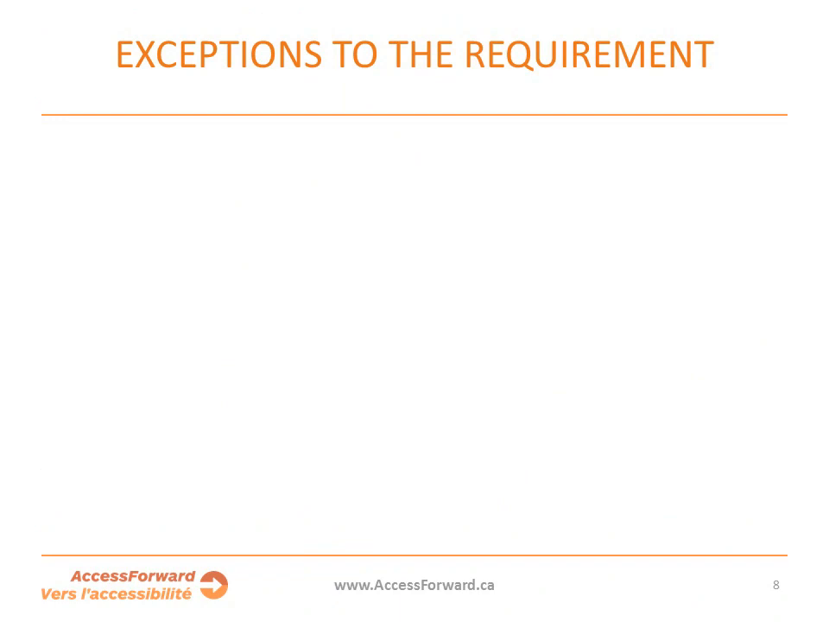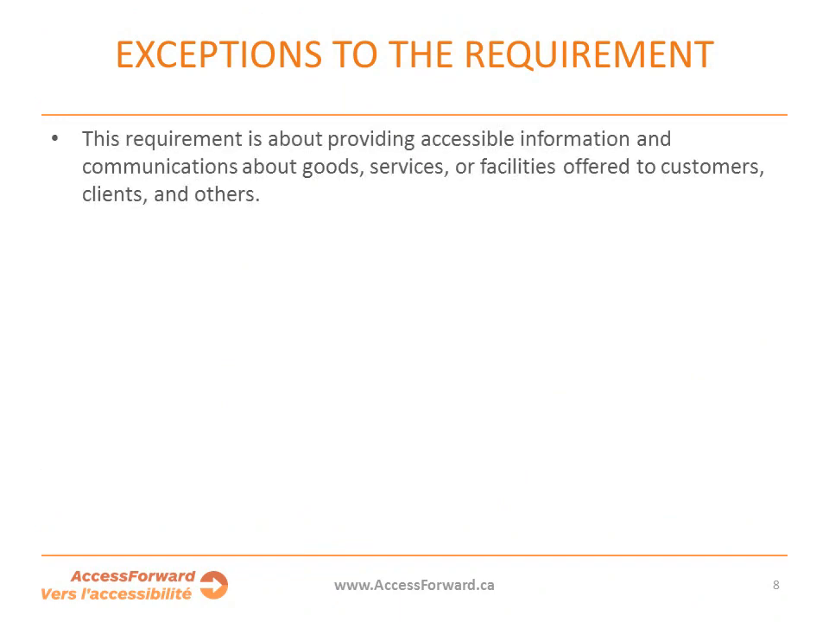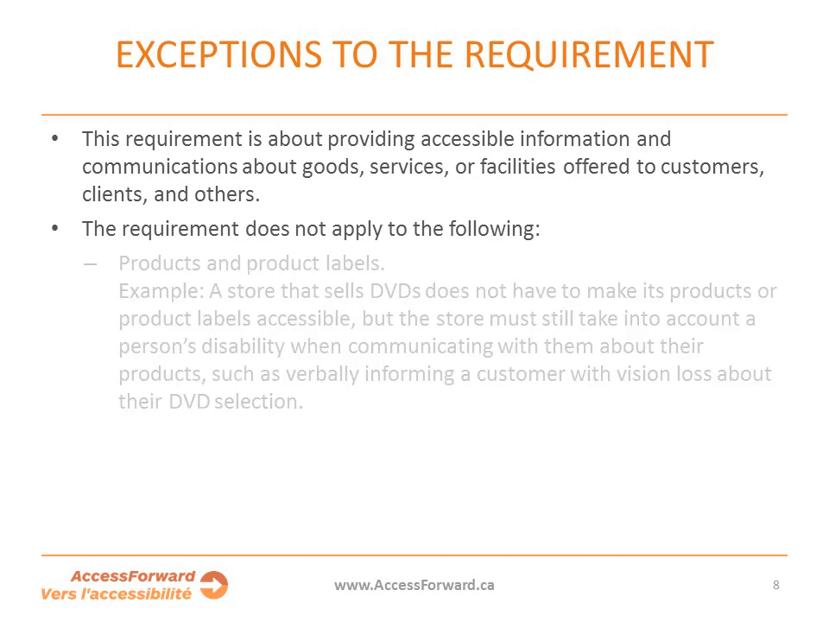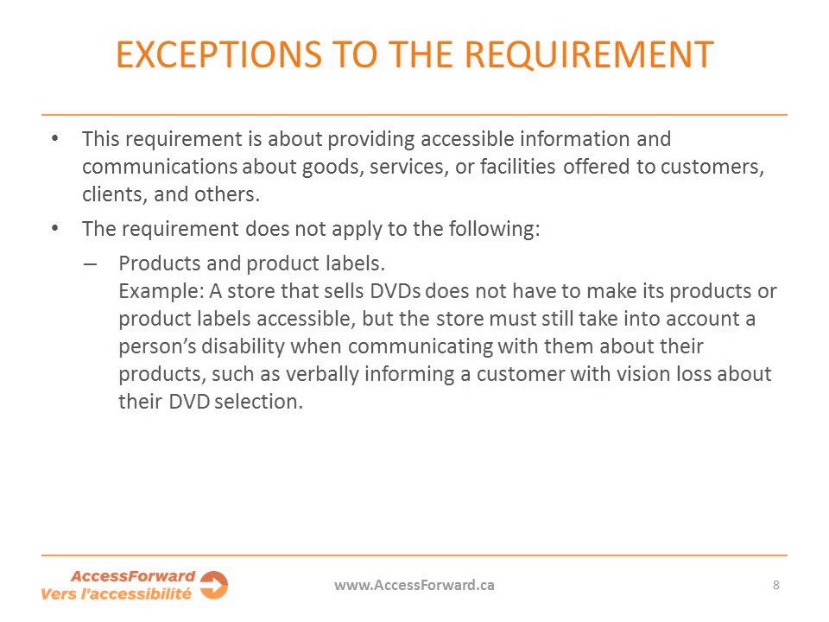Exceptions to the requirement. This requirement is about providing accessible information and communications about goods, services, or facilities offered to customers, clients, and others. The requirement does not apply to the following: products and product labels. Example: a store that sells DVDs does not have to make its products or product labels accessible, but the store must still take into account a person's disability when communicating with them about their products, such as verbally informing a customer with vision loss about their DVD selection.